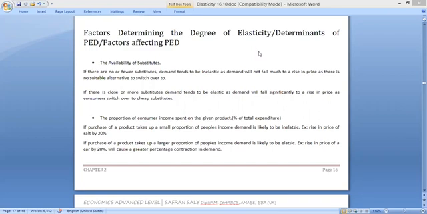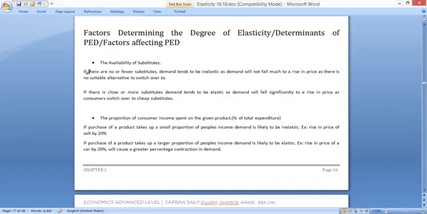Or they can ask you, what factors will make a product elastic? What factors will make a product inelastic? So we're going to see some important factors which will affect the elasticity. Because of this, the product may be elastic. Because of this, it may be inelastic. Mainly the distinction is between inelastic and elastic, right? So the first point is availability of substitutes.